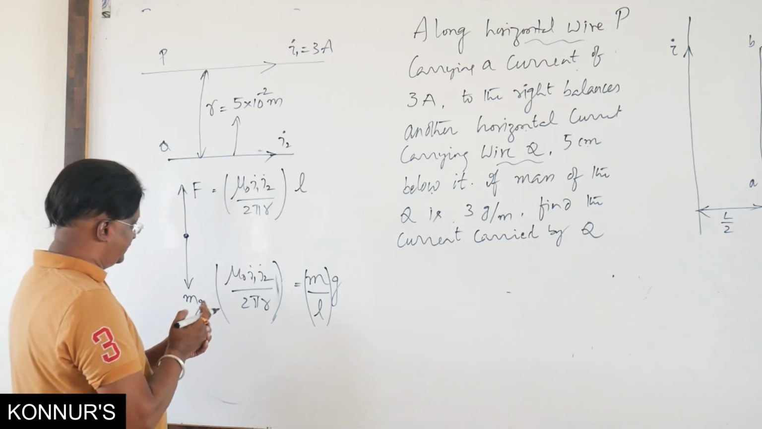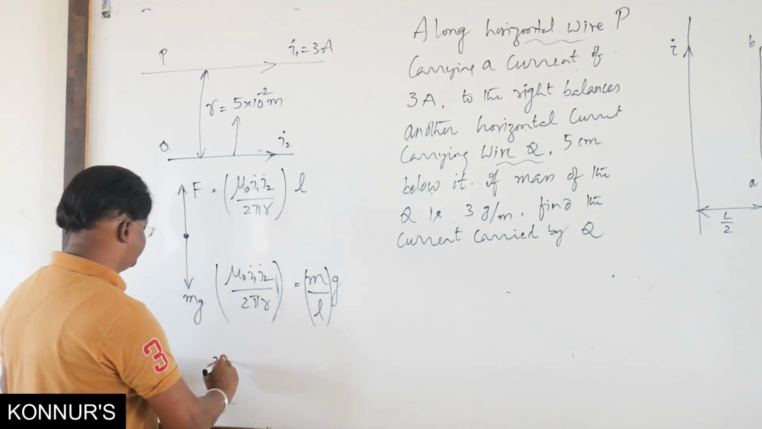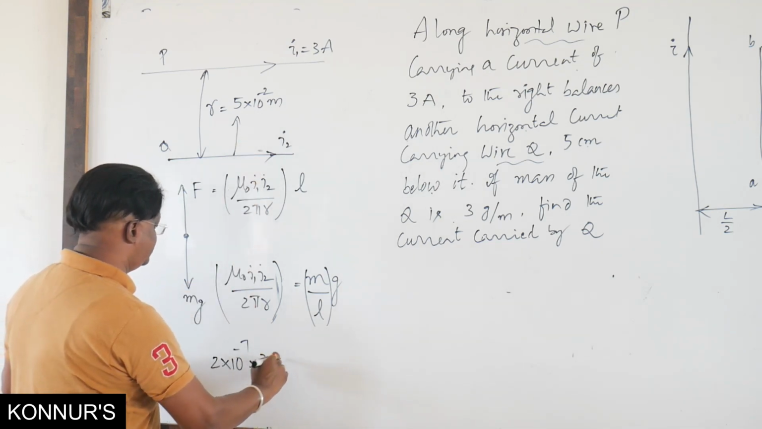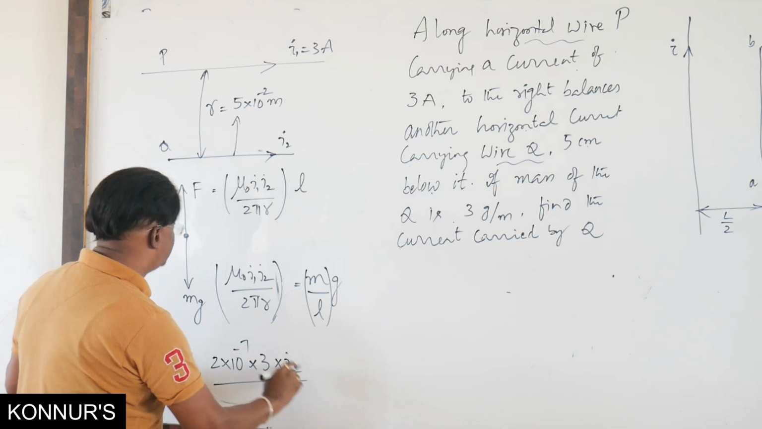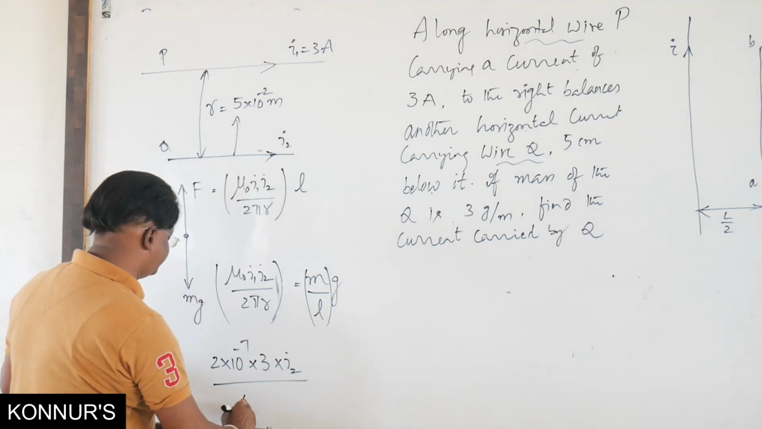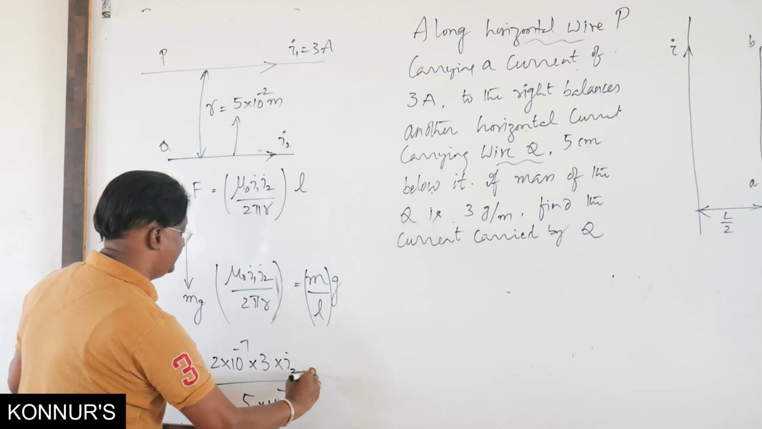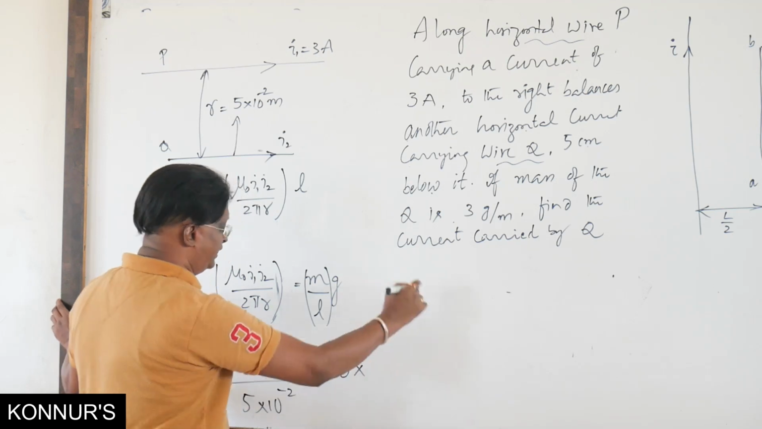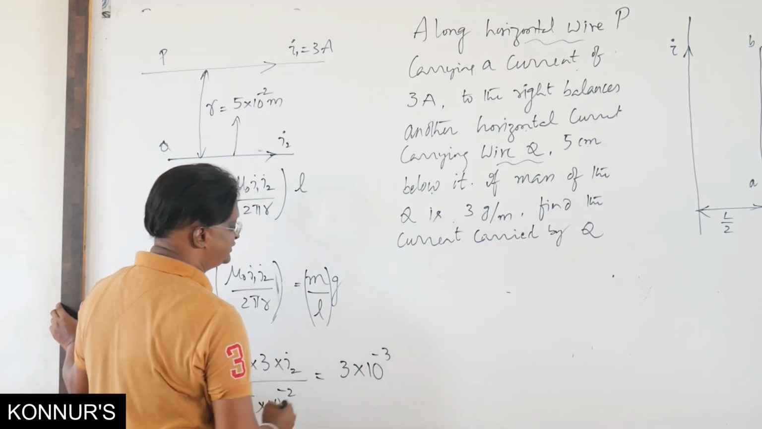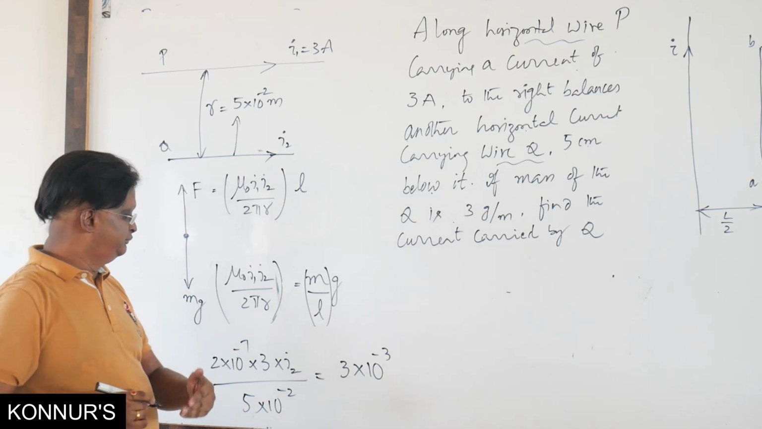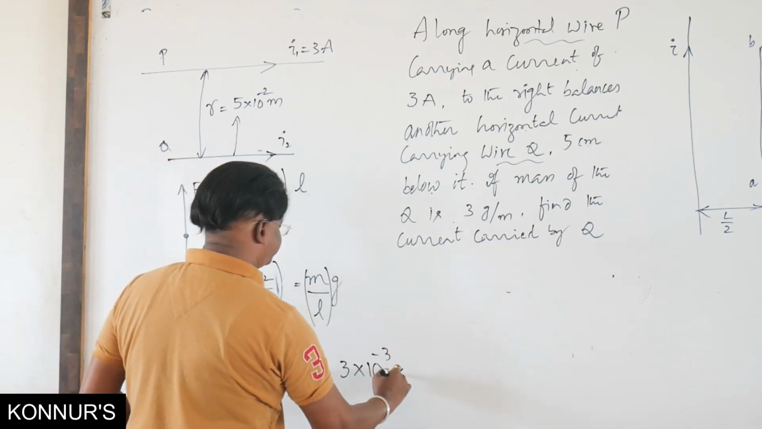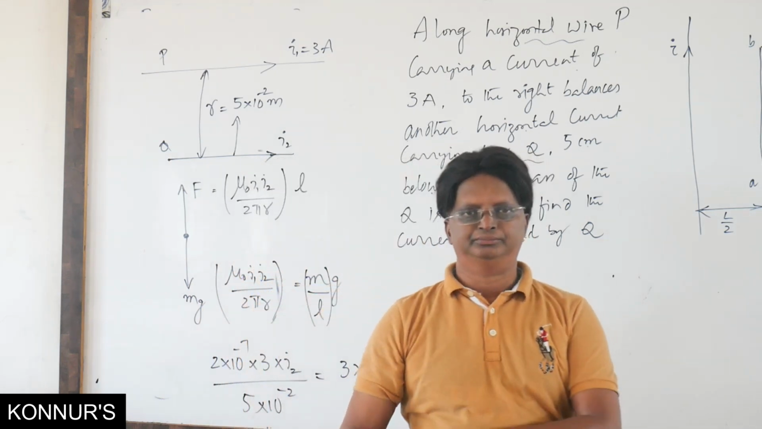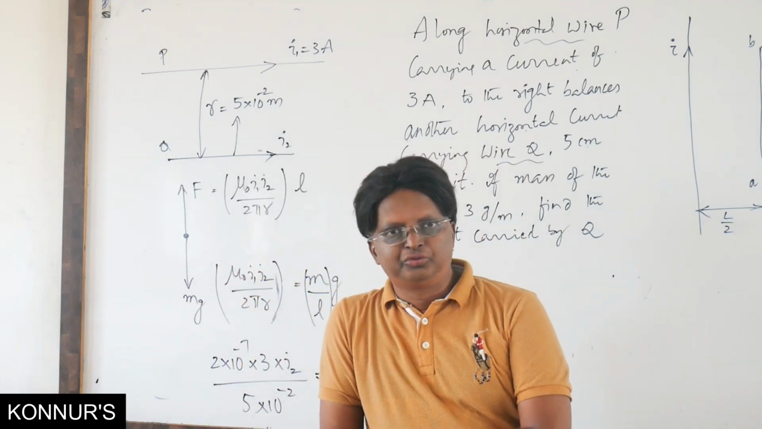So now it is all substitution. Mu naught by 2 pi, the value is 2 into 10 raised to minus 7. I1 is given to be 3 amperes, I2 required, r is given to be 5 centimeter, and m by L again given to be 3. Remember, it is gram per meter, therefore it is 3 into 10 raised to minus 3 kg per meter, times g; let us consider g to be 10. This will now give you the value of I2. I don't do that simplification, please do it.